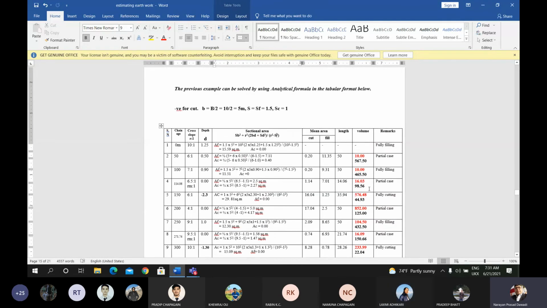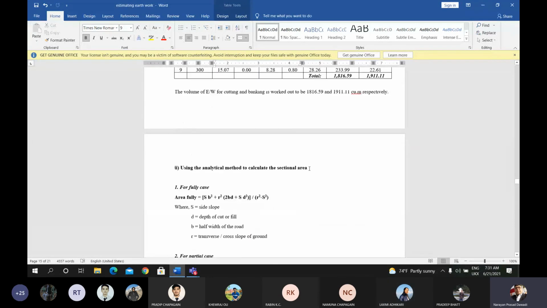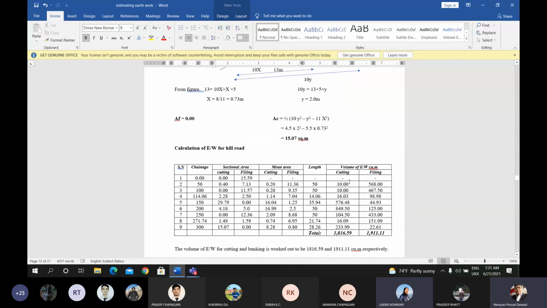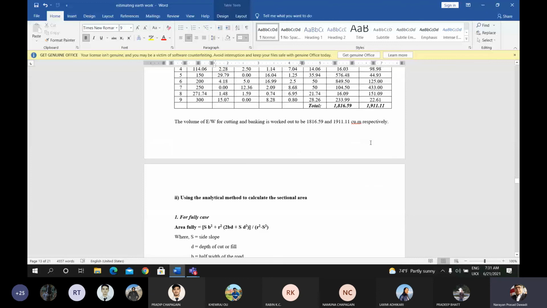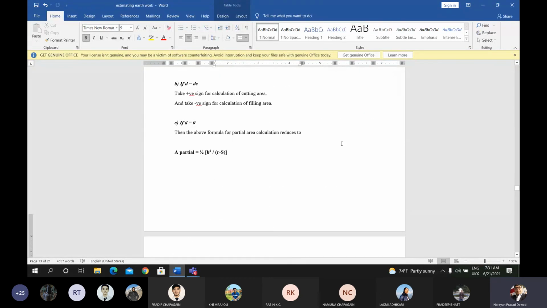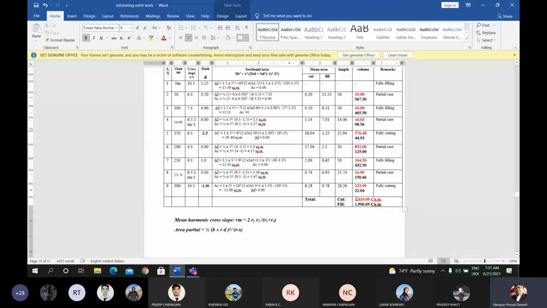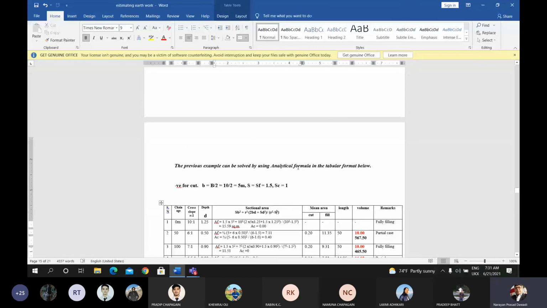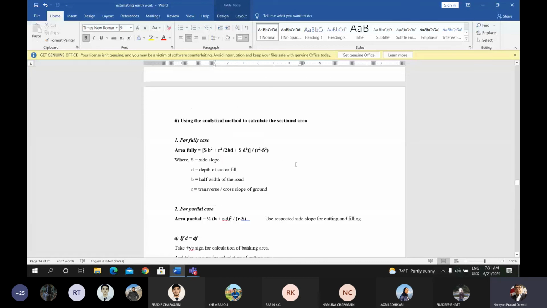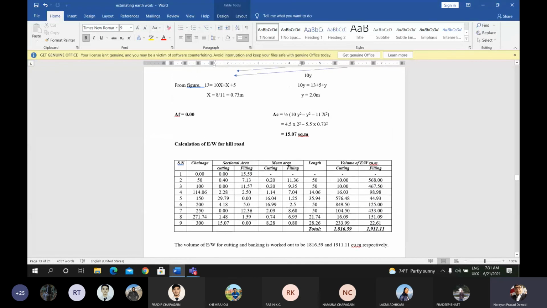These volumes are similar to the volumes calculated by using the graphical solution. They are nearly equal: 1816.59 and 1911.12. You can calculate here 1819.09 and 1906.69 respectively. You can either use the formula method or you can use the graphical solution.